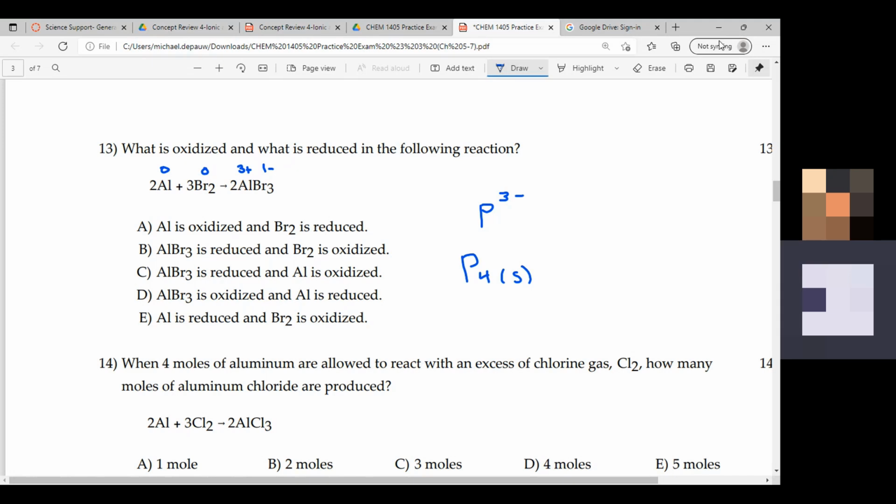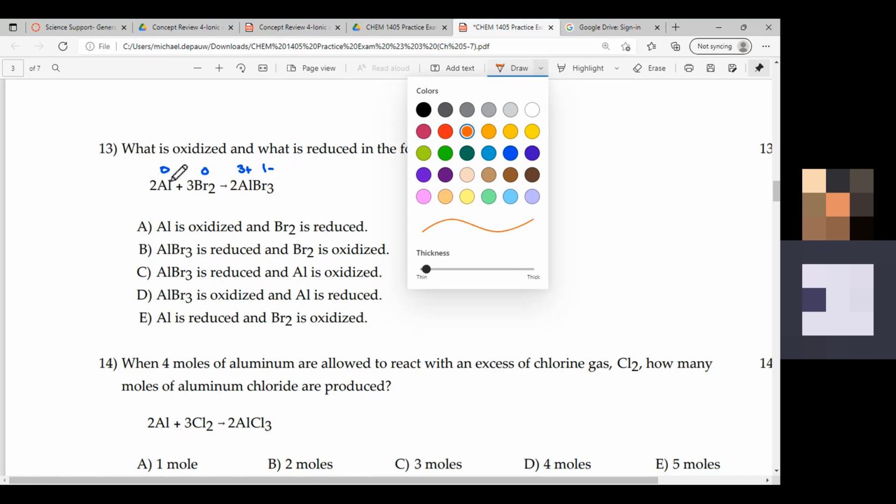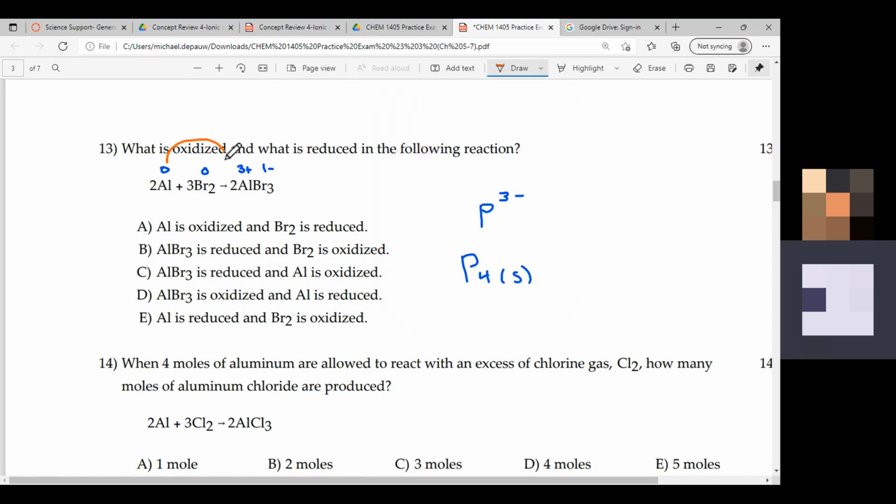Okay, so from here you can see that what has happened to the charge of aluminum? Has it increased or has it decreased? It increased, so this was oxidized. Oxidation is an increase in charge. Oxidation is the loss, but it refers to loss of electrons. Oxidation is loss of electrons, reduction is gain of electrons.